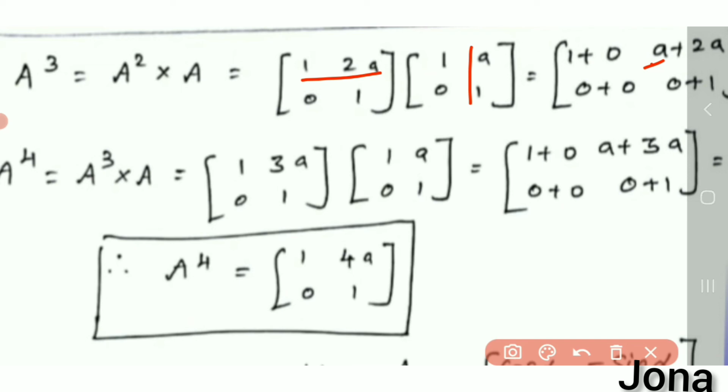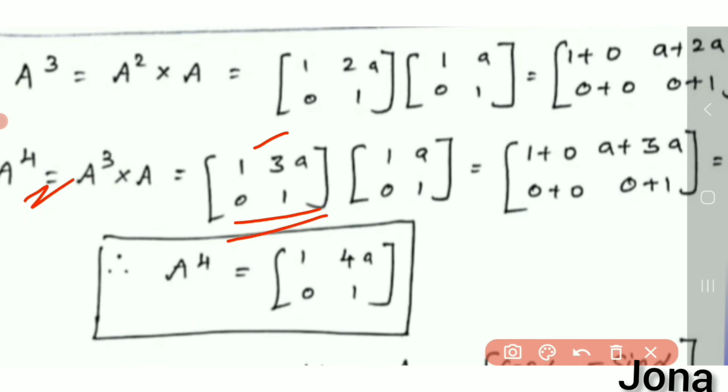And then second row, first column, 0 into 1 is 0, 1 into 0 is 0. And then second row, second column, that means 0 into a is 0 and 1 into 1 is 1. Therefore, A cube is [1 3a; 0 1].